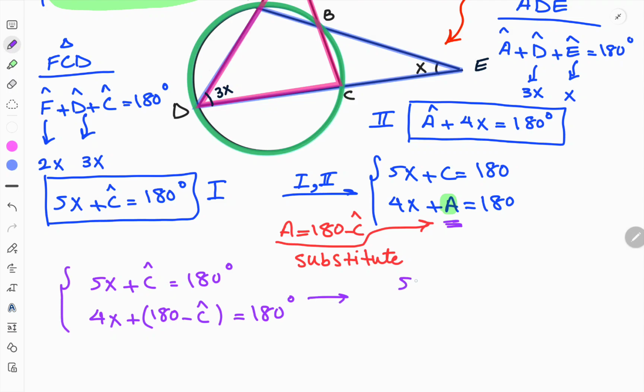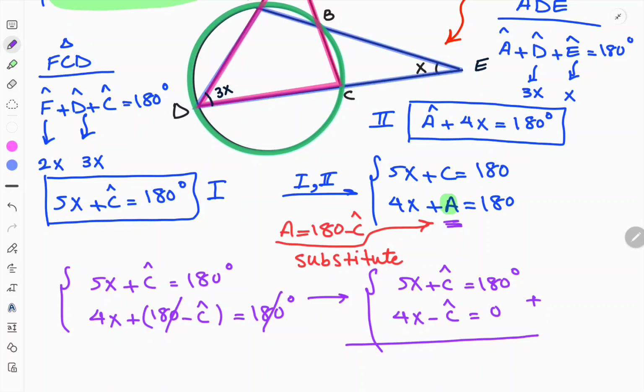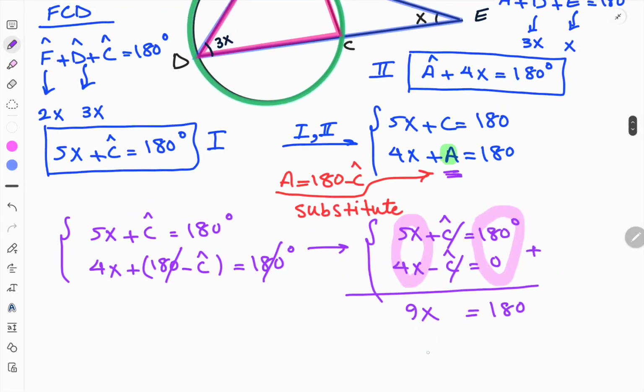And you can, let me rewrite the first one. These two cancel out, so 4x minus C would be 0. You can add these two equations, 5x plus 4x is 9x, C and negative C cancel out, and 180 plus 0 is 180. So x is 180 over 9, which is 20 degrees, the answer for x.